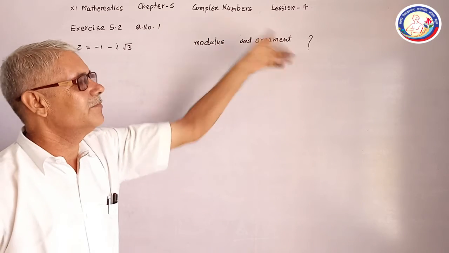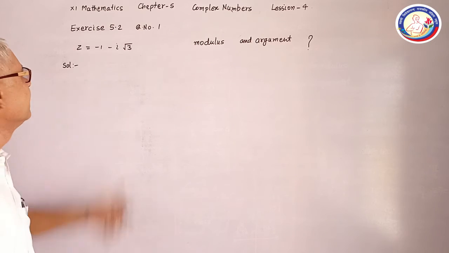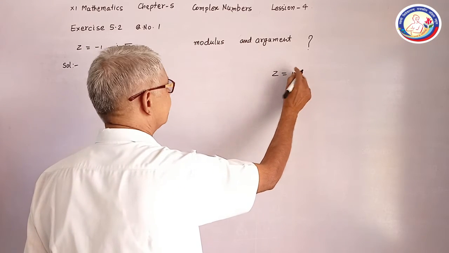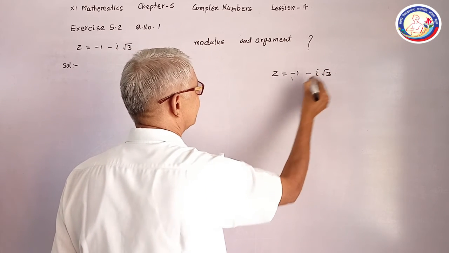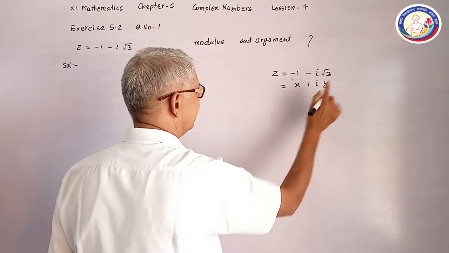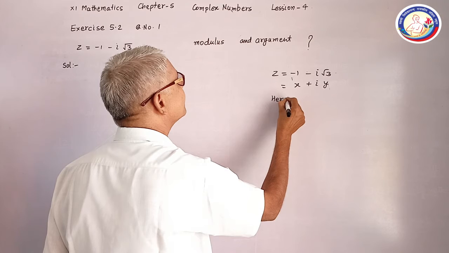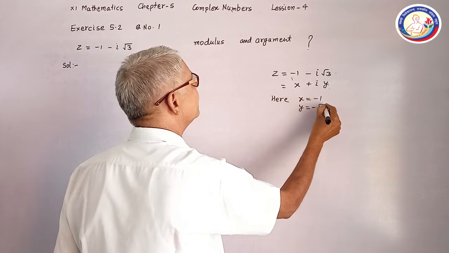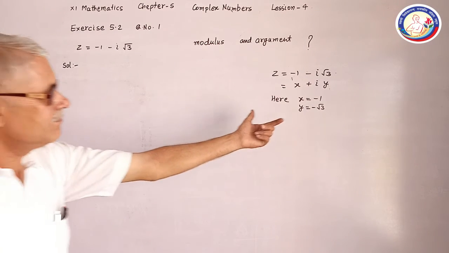Find modulus and argument. It is very easy to find the modulus by comparing this -1 - iota root 3 with x + iota y. Here x is equal to -1 and y is equal to -root 3. So by the first method, we can find them.